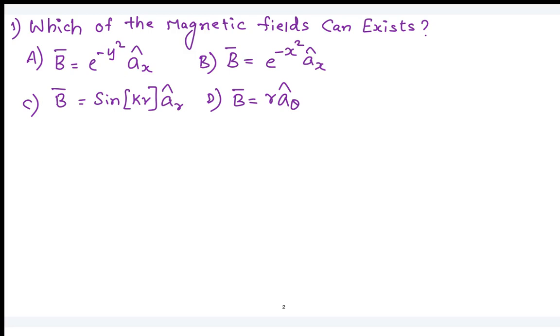Which of the magnetic fields can exist? I have given the flux density in the options. At least one person can switch on your microphone and tell me how to solve this problem. Just tell me the approach or the flow chart. How will you verify whether the magnetic field can exist or not if you know the magnetic flux density? Anybody?